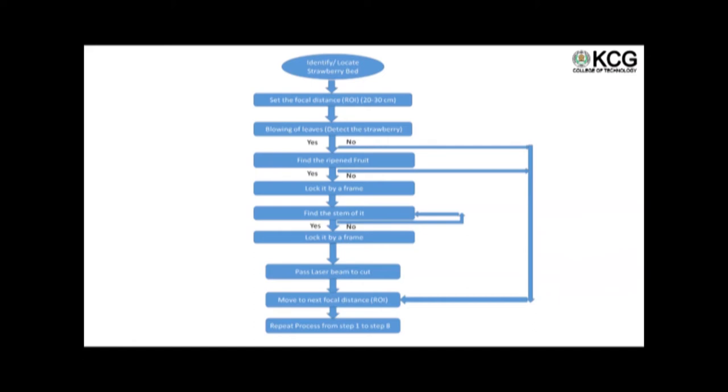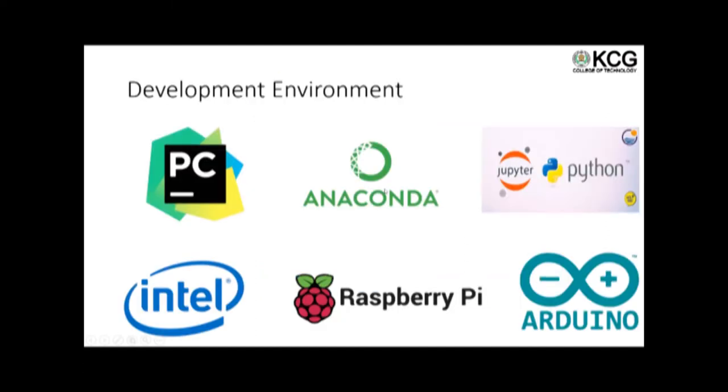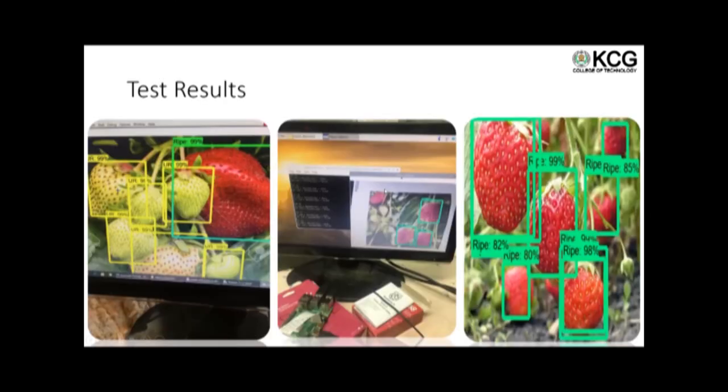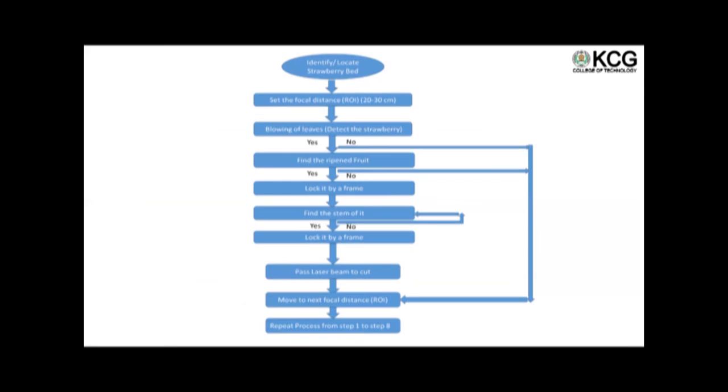the vision, okay? If we detect the strawberry, yes, then we need to find the ripening fruit alone, okay? If it is still yes, if there is a ripened fruit, then we need to lock it by a frame. Lock it by a frame means like this. Like we're locking it in by a frame, okay? The next step, after locking the ripened fruit, is to find the stem of it. As I shared before, we need to find the stem of the locked ripened fruit so that we can shoot it by the laser machine, okay?